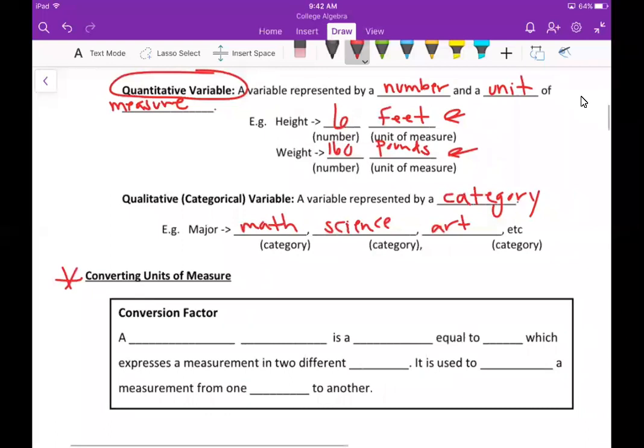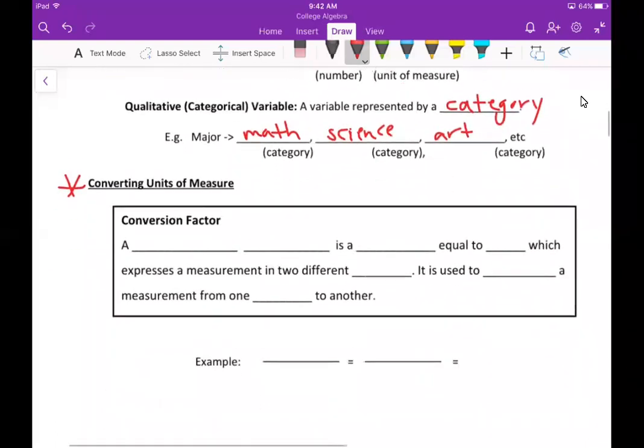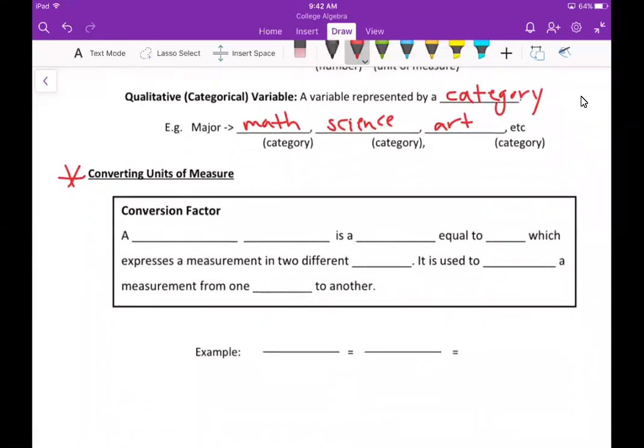So I just want to talk about how that happens. How do we convert them all to be in terms of the same unit? So the way we're going to do that is with what's called conversion factors. So right now it's just a word. We need to figure out what a conversion factor actually is.